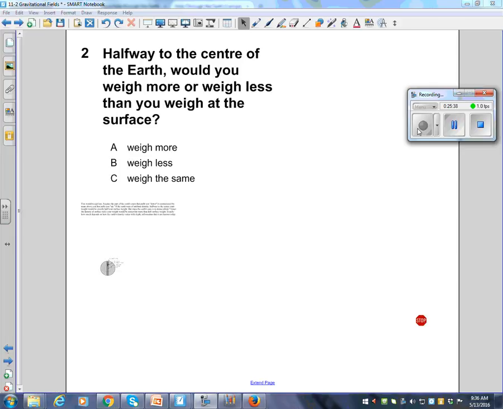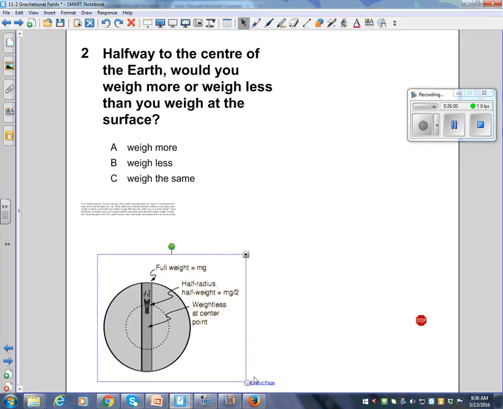Halfway to the center of the Earth, would you weigh more or would you weigh less than you weigh at the surface? Less. Halfway to the center. Halfway to the center. Hannah, put the phone down, please. Halfway to the center. Way more? Like, you mean like W-A-Y more, or? The correct answer is half weight. You would weigh less.